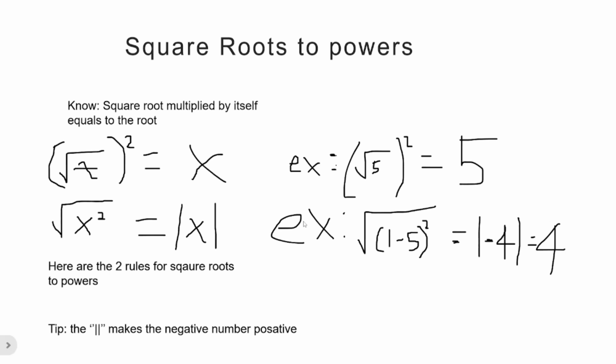An example is 1 minus 5 to the power of 2, which is -4 to the power of 2. And that's just because it's to the power of 2 and you square root it. So the square root and the power just don't do anything, so you just get rid of these two. So it's -4 with these two. So these two make any negative number positive, so it's 4.